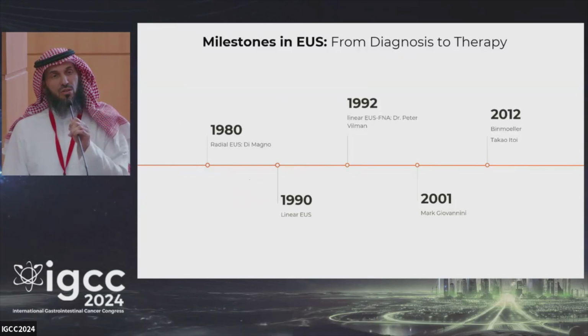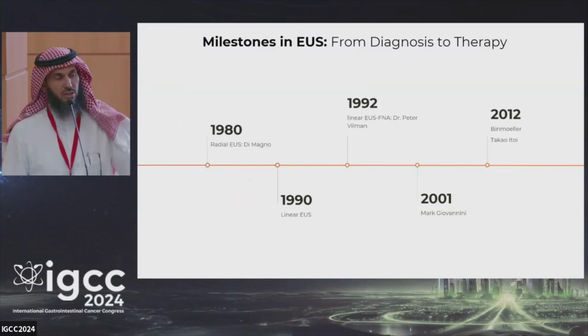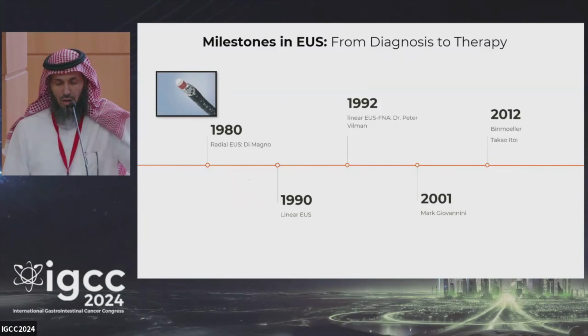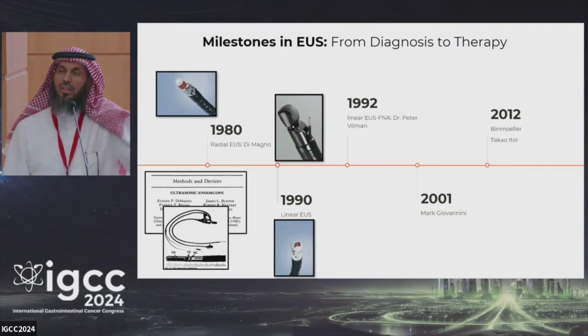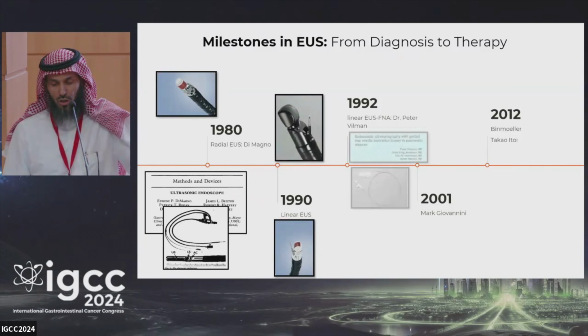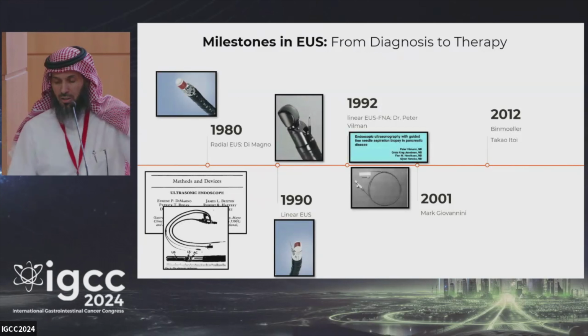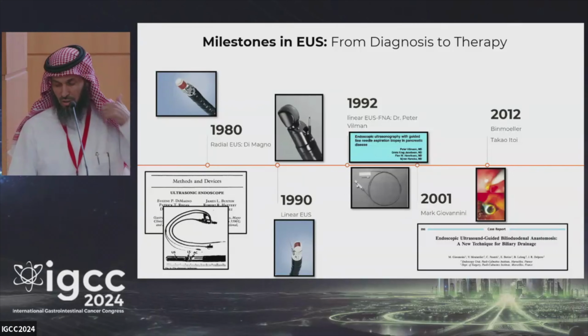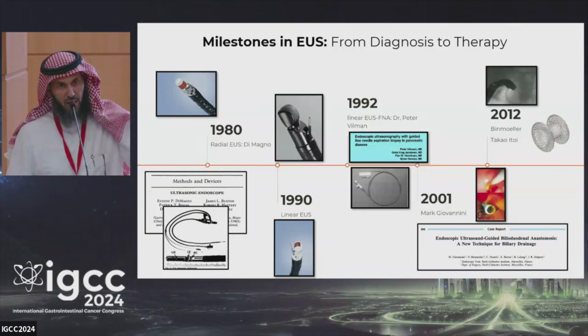So everybody knows the history of EUS. It started in 1980. Then 10 years of mainly diagnostic and radial EUS, followed by 10 years of linear EUS and understanding the anatomy. After that, we have the first FNA, in 1992, and the first FNA was performed in Denmark. Then we had a lot of interventions, started almost 2 decades ago, in 2001 by Mark Giovannini. Then we have the LAMS, which opened the gate for all the interventions in our patients' daily practice.